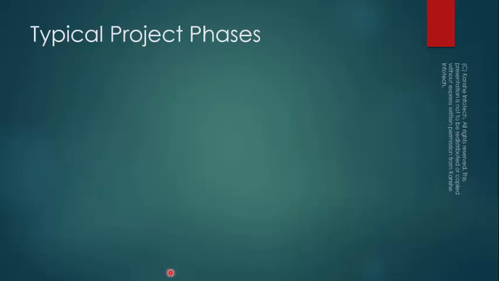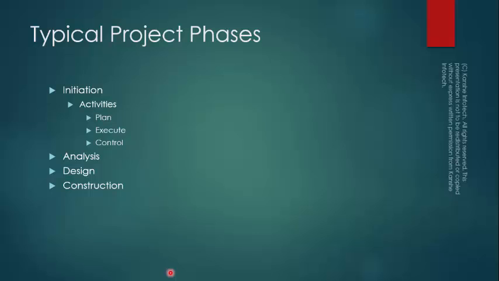and the typical project phases again: initiation. Under initiation, you have activities like planning, execution, control, then analysis, then you have design, then you have construction, and then you have testing. These are the typical project phases. Finally, implementation and closure, and post-implementation.